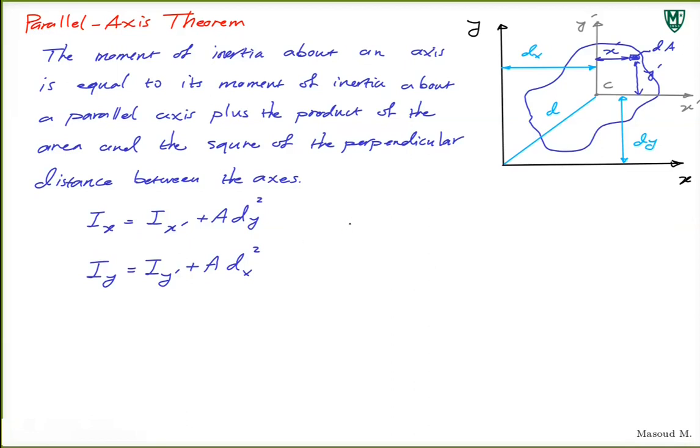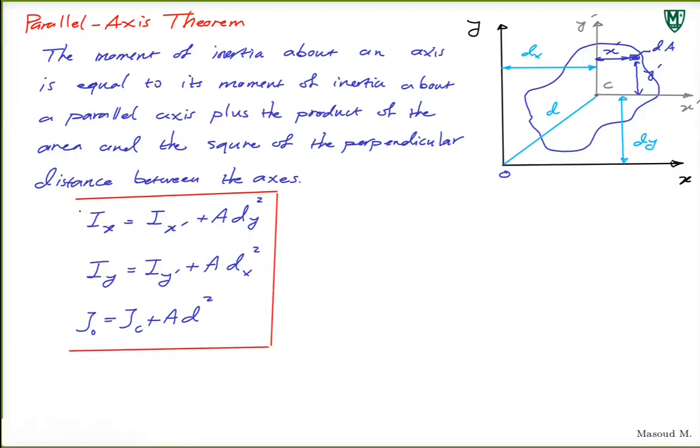The same story for polar moment of inertia. J O about point, call this O, and this is C, is equal to J C plus A d squared. This is what parallel axis theorem says. I can put all of them in one box. So knowing the moment of inertia about an axis, you can find the moment of inertia about a different axis parallel to that axis, as long as you know the area of the surface and the distance between these two parallel axes.